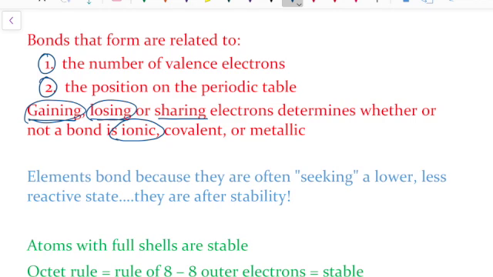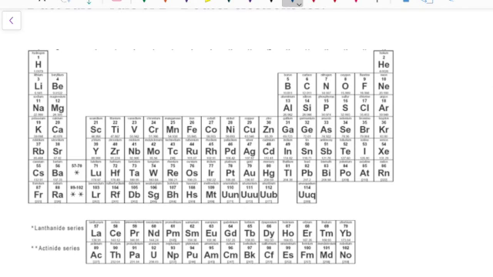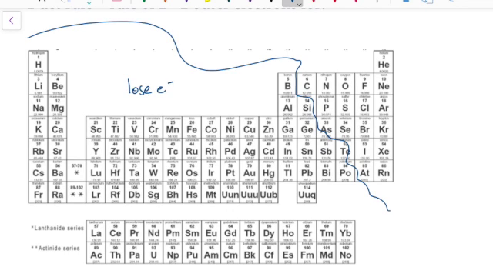Now, it makes sense that if something loses negatives, if you have a negative person at your house and they walk out of your door, you're going to feel positive. So it makes sense if you're losing electrons, you're going to form a positive charge, and if you're gaining electrons, you're going to form a negative charge. Now on the periodic table, metals, and all of these guys right here are metals. Metals lose electrons, and when they lose electrons, they form a positive charge. Nonmetals gain electrons, and they form a negative charge.